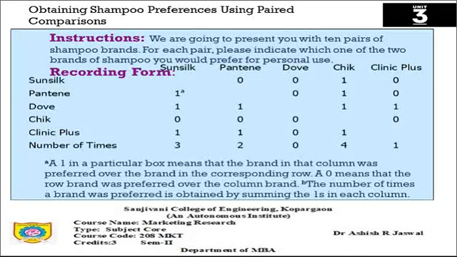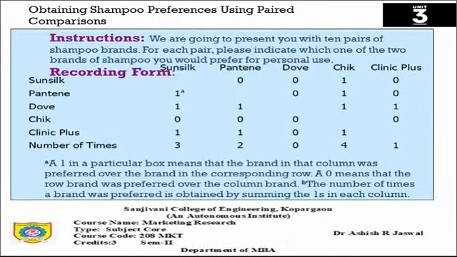I suppose the rating is to be understood: 0 for row, 1 for column. The number of times is to be summed in each column, and we need to find out which is the highest number and look at the brand which is the preferred brand from the group of brands available. That is what we need to understand.